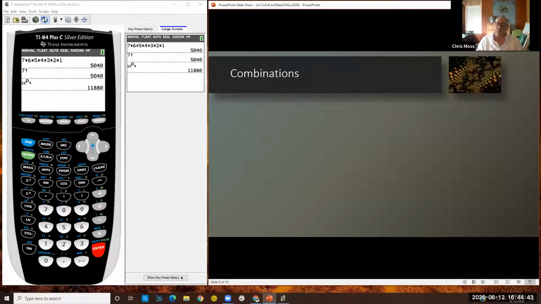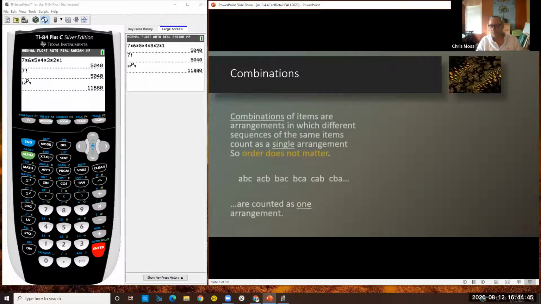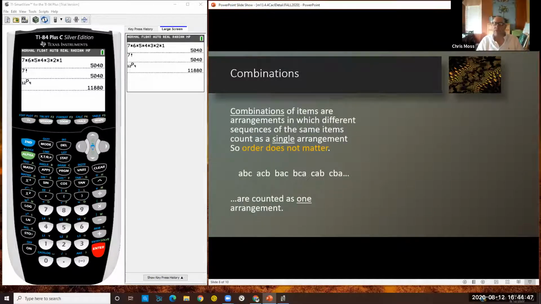Now let's look at combinations. Combinations of items are arrangements in which the different sequences of the same items count as a single arrangement. Order does not matter when we're working with combinations. You see those 3 letters there arranged differently? They count as one arrangement, or one combination, if order is not important to us in that situation.